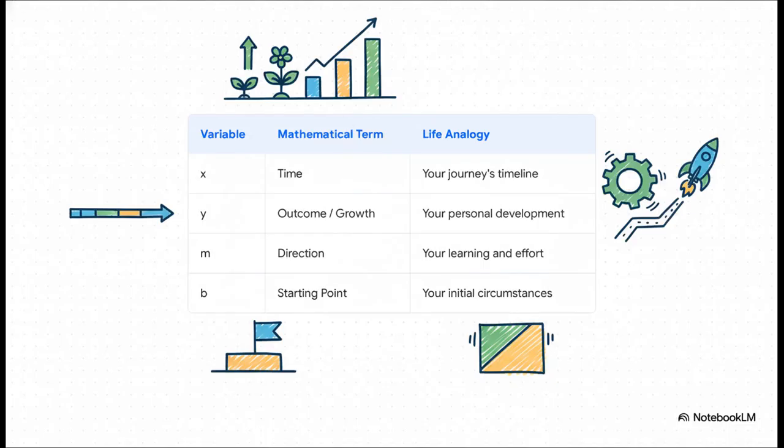So here's how we actually map this equation to a human life. Think of x as time just ticking by. Easy enough. y is your outcome, your growth, your career, your happiness. Then you've got b, the y-intercept. That's just a fancy term for your starting point in life, where you began. But m is the slope. And that's the most important part. That's your direction. It's all the effort you put in, how fast you learn. It's basically the engine of your entire journey.